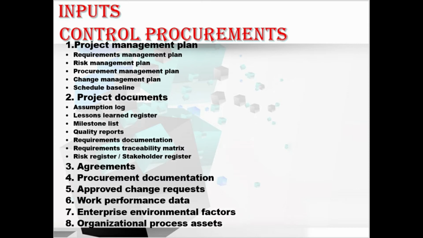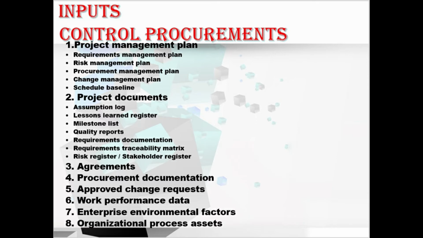Moving to the stakeholder register. This stakeholder register includes the information about the identified stakeholders that includes the contracted team members, selected sellers, contracting officers, and any other stakeholders who are involved in this procurement process. Hope you understood about this input of the control procurements. Let's move to the next input.